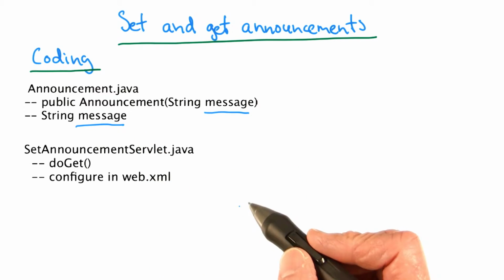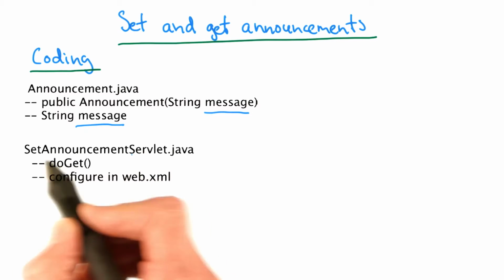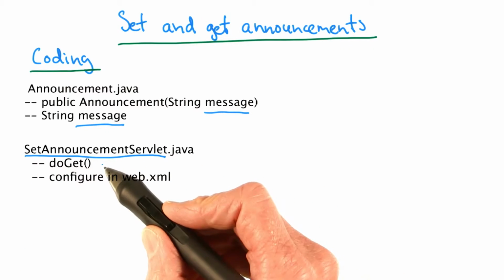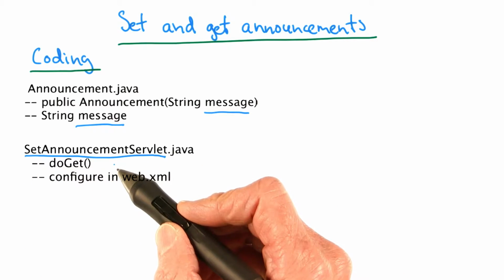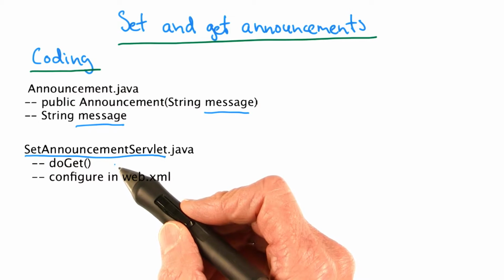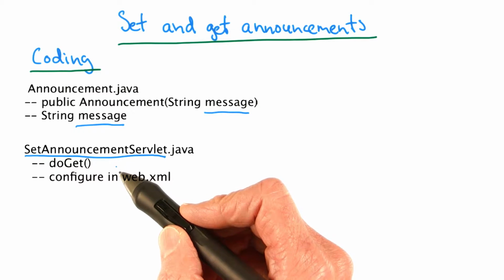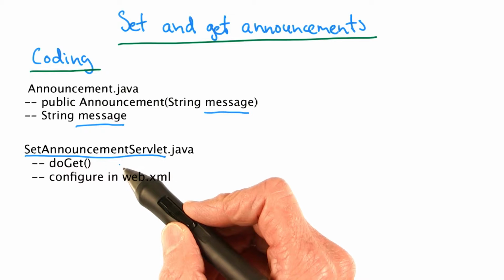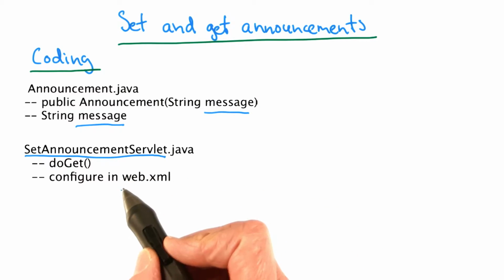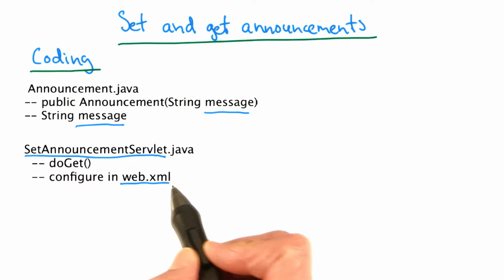Then you're going to need to implement the setAnnouncement servlet. You'll have to implement the doGet method. You'll need to get the memcache service. You'll actually have to write the logic to construct the announcement, and then you're going to need to put the announcement in memcache, keyed off the recent announcements key. And then don't forget to configure your servlet in web.xml.